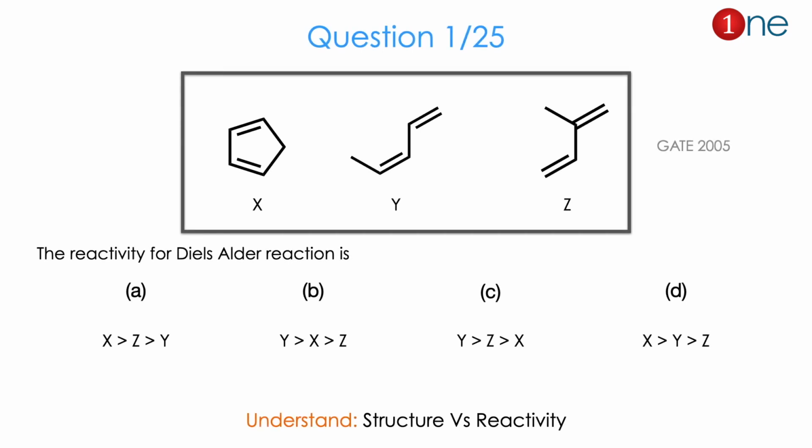In the first problem, they have given three different dienes. They are asking about the reactivity in the Diels-Alder reaction. So you have to know which one reacts faster than the others. The question is really about structure of the diene versus reactivity. The answer is A. Let us see how.